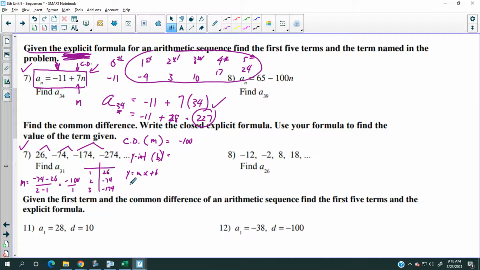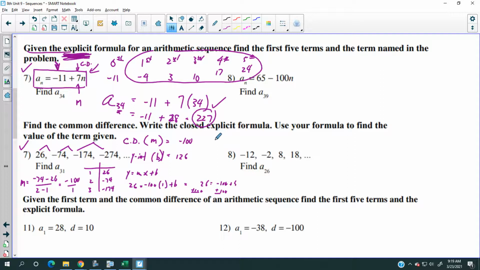All right, I'm going to take one of these, I'm going to take 26, because that's easy. 26 equals the slope. What's the slope? Negative 100 times x, which is 1, plus b, right? So that's 26 equals negative 100 plus b. Plus 100, plus 100, so b is, let's see, 126.